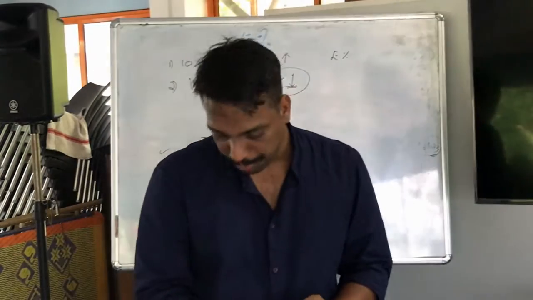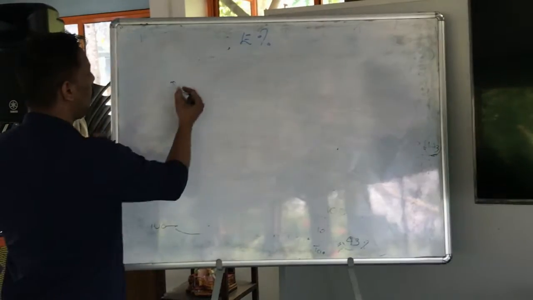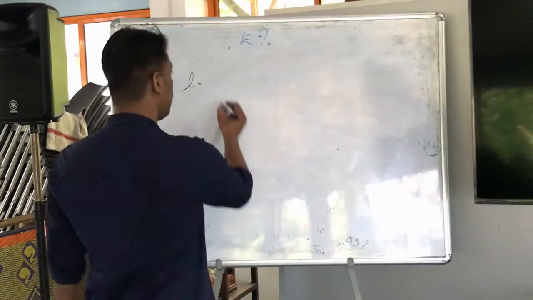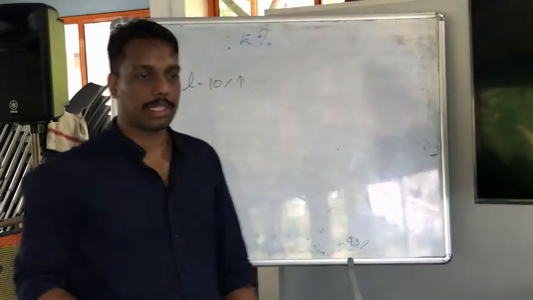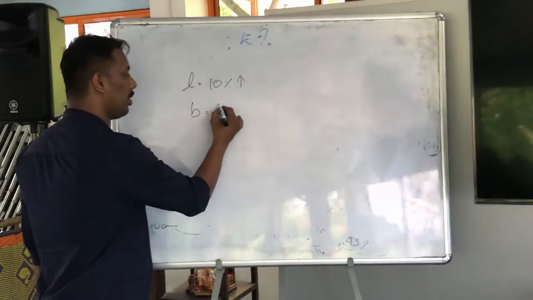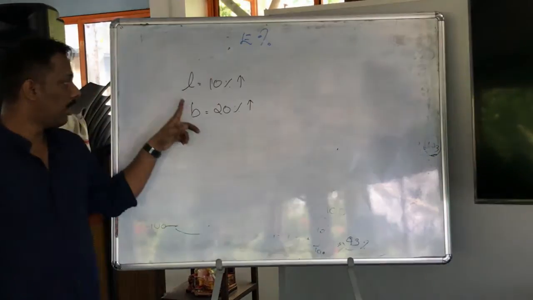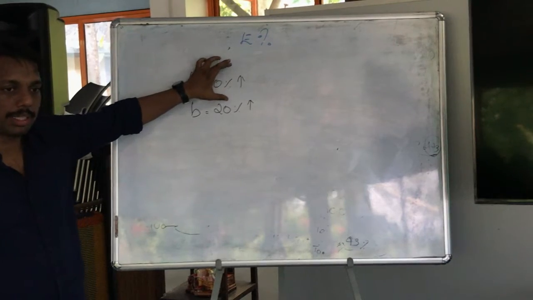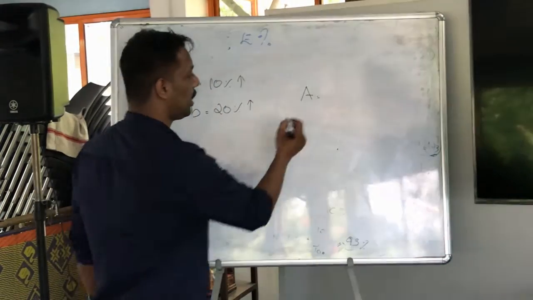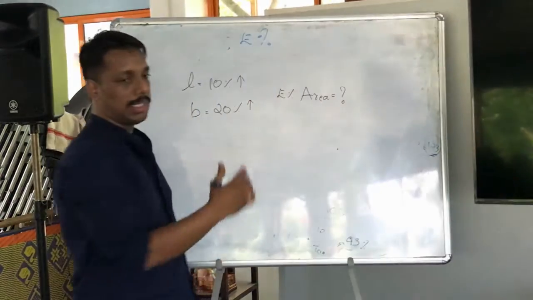The length of a rectangle increases by 10% and its breadth by 20%. This sign means increases, right? Then what will be the effective percentage change in the area?